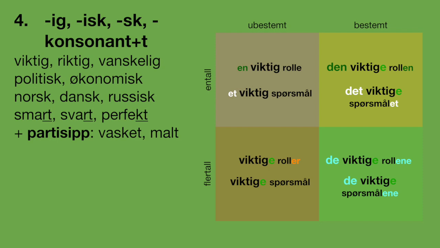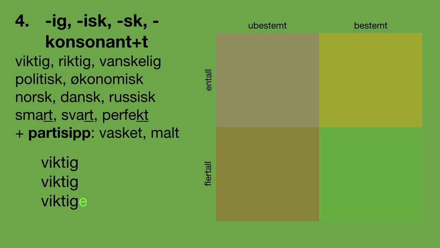Those are adjectives that end on ig, isk, suffix sk, and also on a consonant and t, like viktig, riktig, vanskelig, politisk, økonomisk, dramatisk, økologisk, and so on, norsk, dansk, russisk, other nationalities, and also words like smart, svart, perfekt, and in addition to that, participles like vasket, malt, like washed, painted, and so on. So those are participles. And what is special about this group? Well, the neutral indefinite will not take te. In some dialects, though, it will, but not in bokmål.